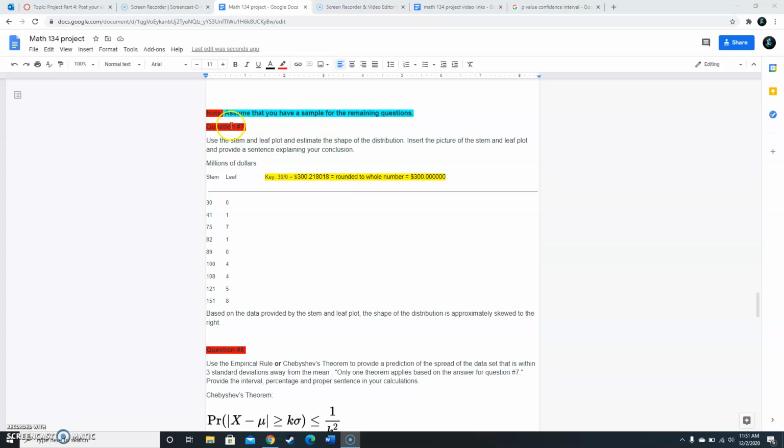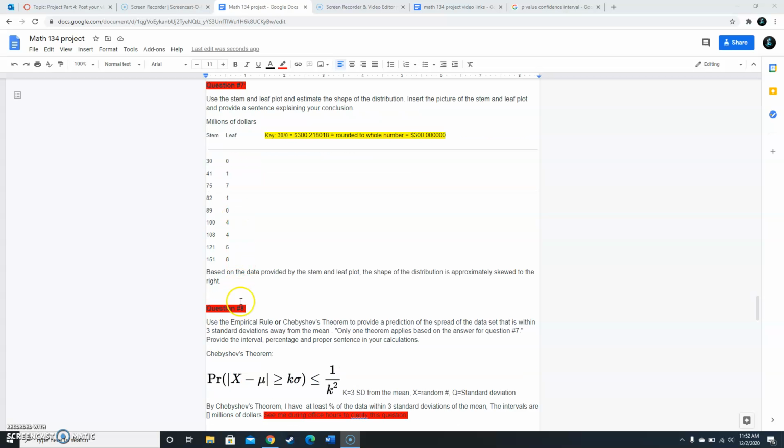We start with question 7, which was: use the stem and leaf plot and estimate the shape of the distribution. Insert a picture of the stem and leaf plot and provide a sentence explaining your conclusion. So here's my stem and leaf plot. It's the same as the last one. It shows my values rounded to the whole numbers because you can't really fit large decimal numbers in a stem and leaf plot. Based on the data provided by my stem and leaf plot, I believe the shape of the distribution is approximately skewed to the right.